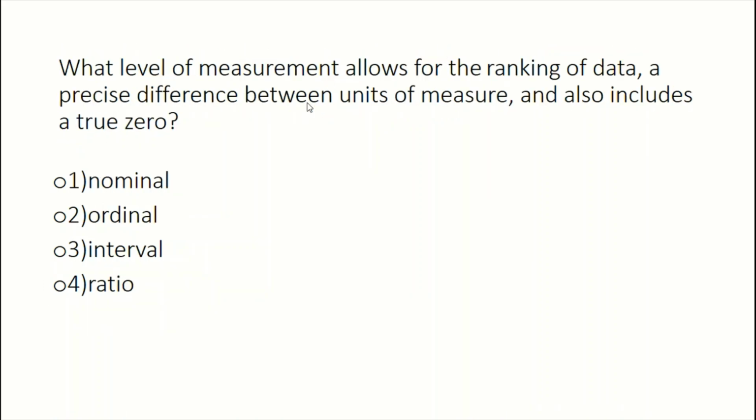What level of measurement allows for the ranking of data, a precise difference between units of measure, and also includes a true zero? Is it the nominal, ordinal, interval, or ratio level of measurement? The ratio level of measurement allows for the ranking of data, a precise difference between units of measure, and also includes a true zero. Hence, the correct answer is the ratio level of measurement.